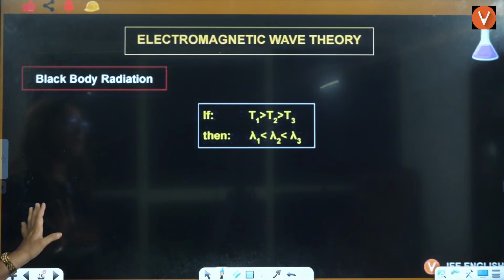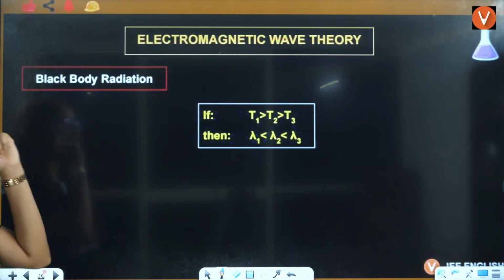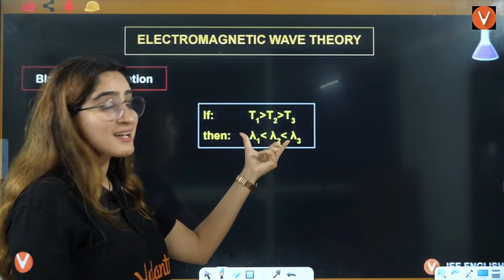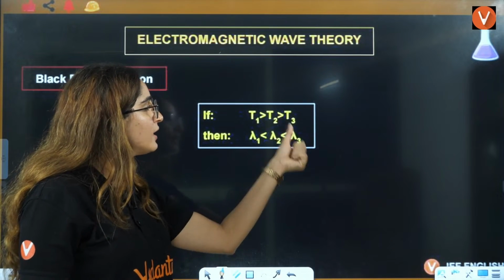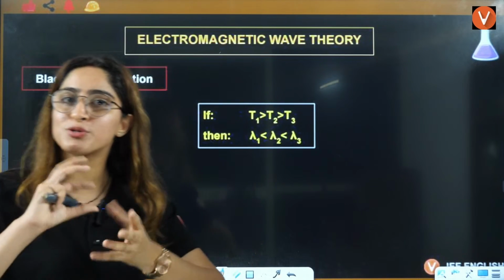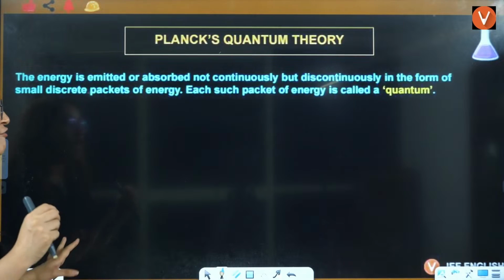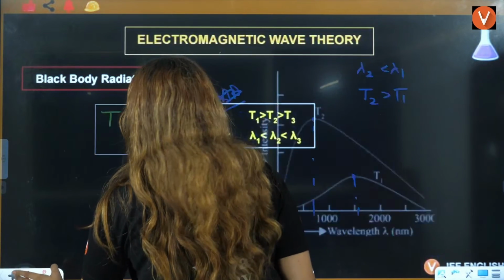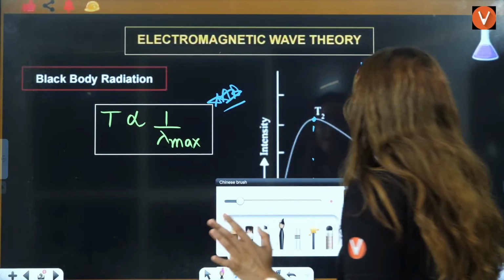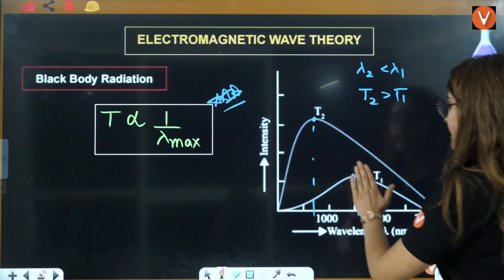Okay. Now, same thing that I told you. Here they are talking about maximum lambda. If lambda max of 1 is less than 2, which is less than 3, then the temperature is going to have the opposite order. That is according to Wien's law. Okay. Now, let's discuss Planck's quantum theory. Guys, please focus here.